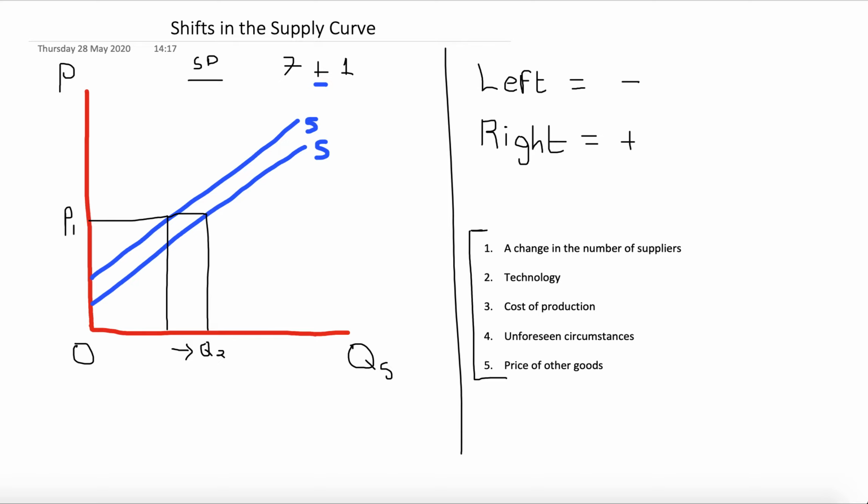Okay, what about the cost of production? Again, have a quick think. Now this can shift either way. Cost of production could increase or decrease, but let's suppose the cost of production increased. Do we think that the supply curve is going to shift to the left or to the right?